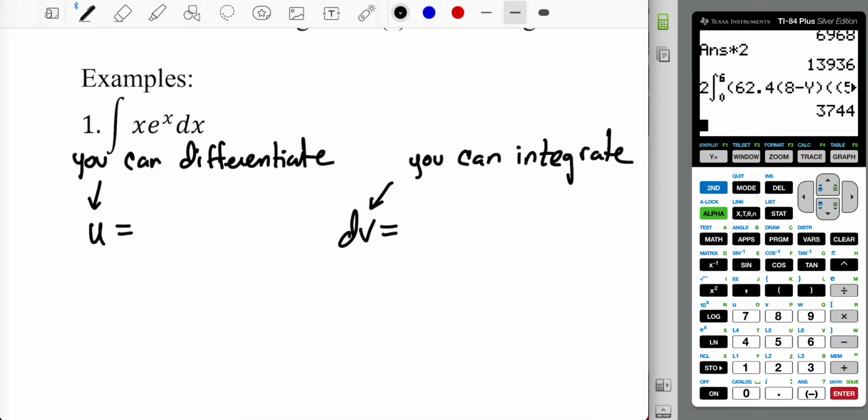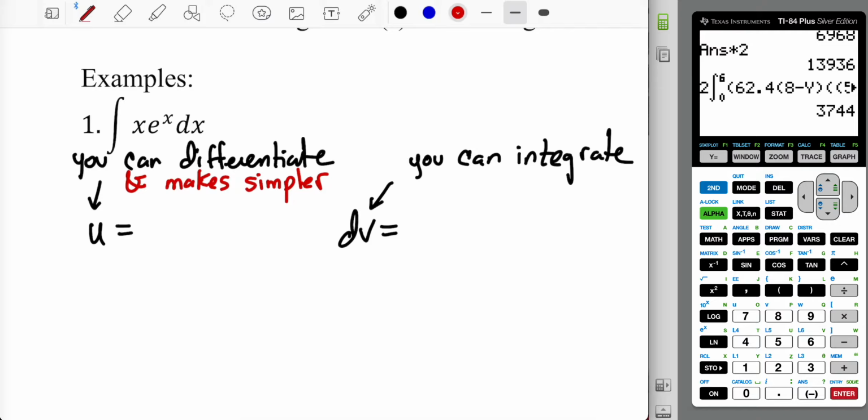In the case of number one, it's of kind of no help because you can differentiate and integrate both. So I'll add a little addendum to that. You can differentiate, and the derivative makes it more simplified. So I'll say makes it simpler.